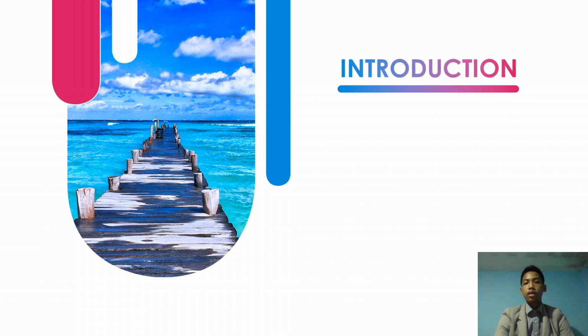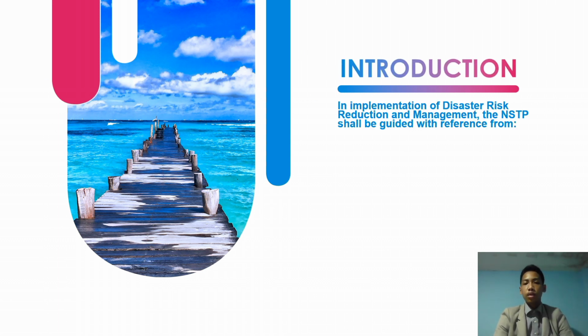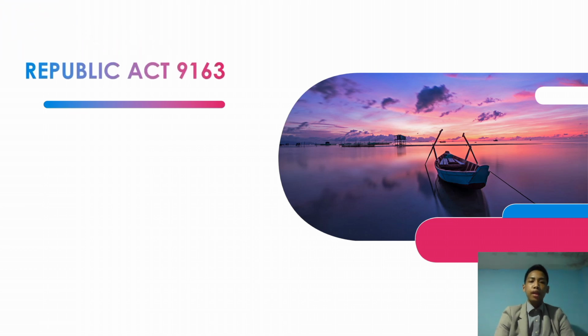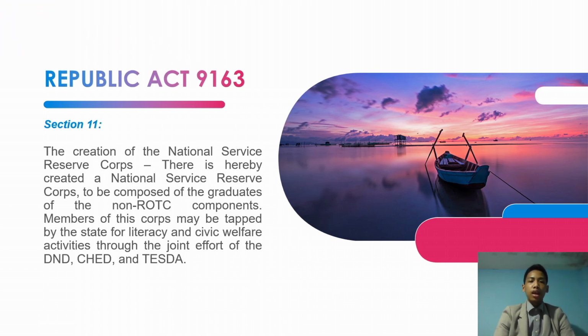Next is the introduction. In the implementation of disaster risk reduction management, the NSTP shall be guided with reference to Republic Act 9163 Section 11 and Republic Act 10121 Section 13. Republic Act 9163 Section 11 is the creation of the National Service Reserve Corps. There is hereby created a National Service Reserve Corps to be composed of the graduates of the non-ROTC components. Members of this corps may be tapped by the state for literacy and civic welfare activities through the joint effort of the DND, CHED, and TESDA.